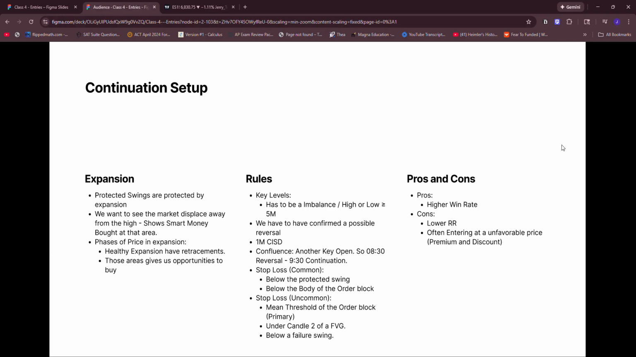So continuation setups, the idea behind it once again is expansion, right? In a good expansion, we want to see retracements, right? Price cannot expand forever. In order for price to expand for an extended amount of time, smart money will buy at discounts, which are retracements, right? Phases of price: expansion, retracement, expansion, retracement. That is the idea of market maker models, right?